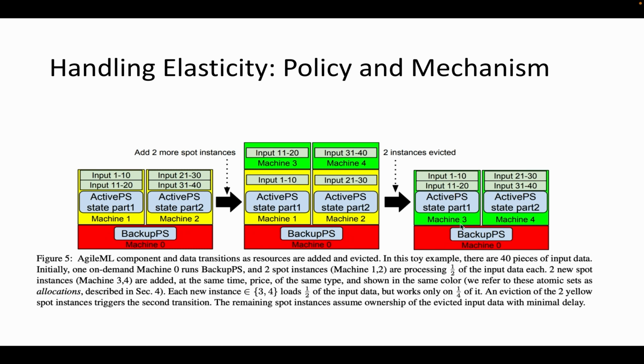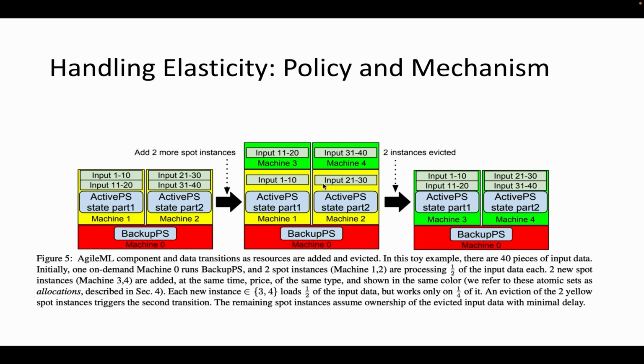So in this, the reliable resource stays the same, but if we observe, machine 1 and machine 2 are not there. So basically eviction has happened, and this spot instance basically triggers the second transition. The remaining spot instances, in this case 3 and 4, assume ownership of the evicted input data, and they handle machine 1 and machine 2's input.